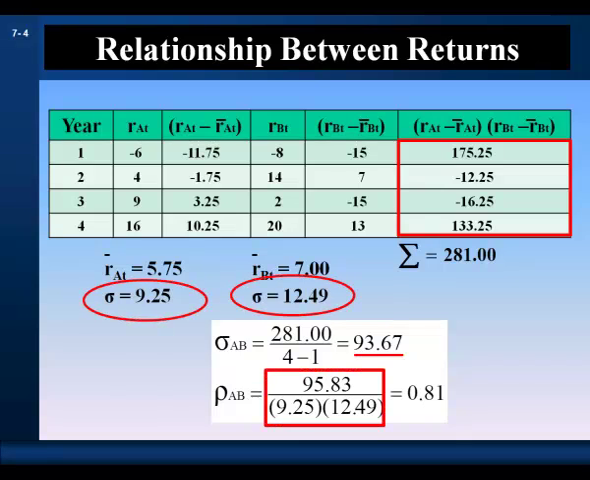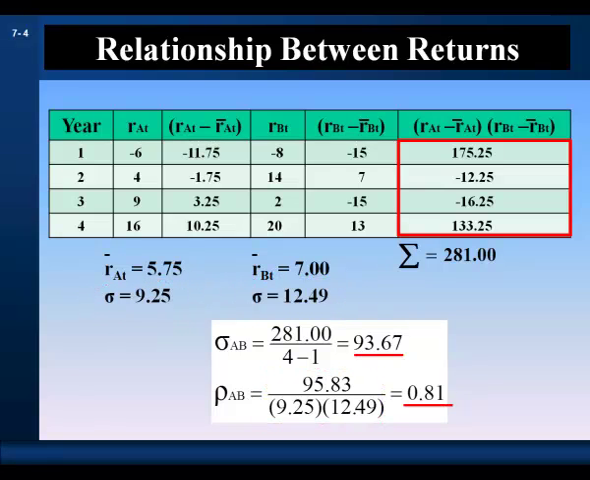To calculate the correlation coefficient, we divide the covariance by the standard deviation of A and the standard deviation of B. And we get a correlation between A and B of 0.81, positively correlated and highly correlated.